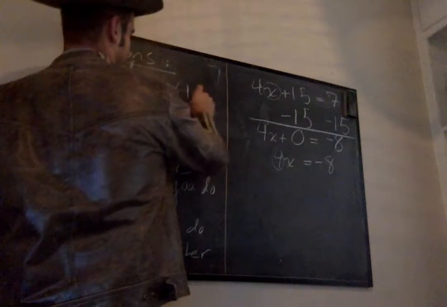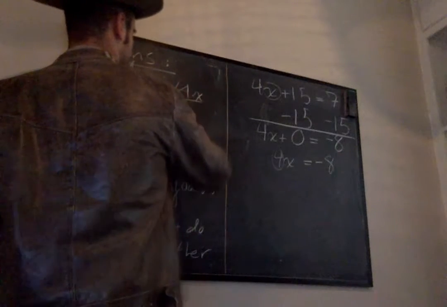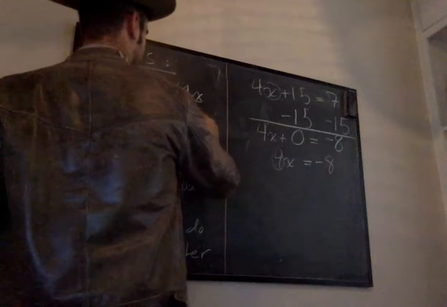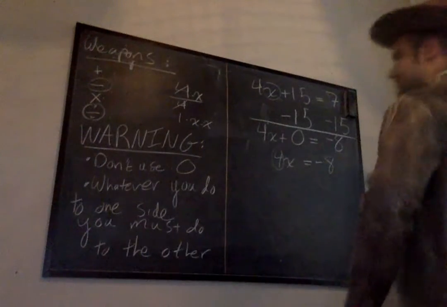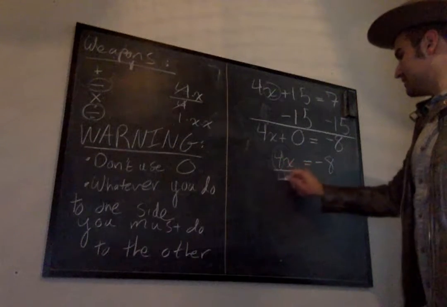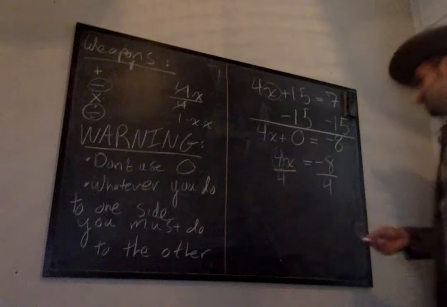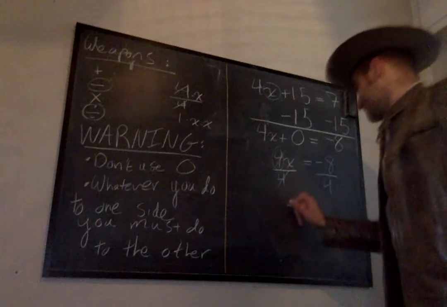So what we do is we divide by 4. And that way, we're just left with 1x. That gives us x. Now let's put that into practice over here. So, we divide both sides by 4. Got to, right? By rule 2. That gives us x.